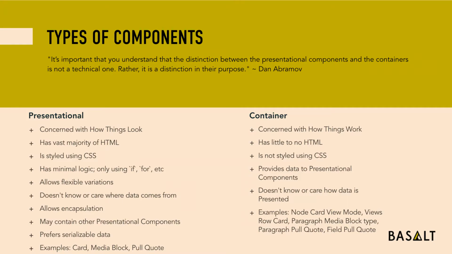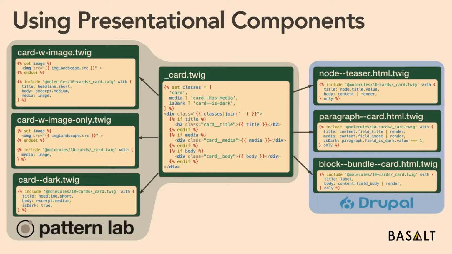The container component's job is to provide data to the presentational components. And it actually doesn't know or care how that data is presented either. Some examples are the things that any themer would be very familiar with, like all of the template files around paragraphs, node, block, etc. This is an important part, and it helps to have these separated. Since this isn't a technical difference but a conceptual one in its use, I advise separate folders. But anyway, here's an idea of how these would get used.